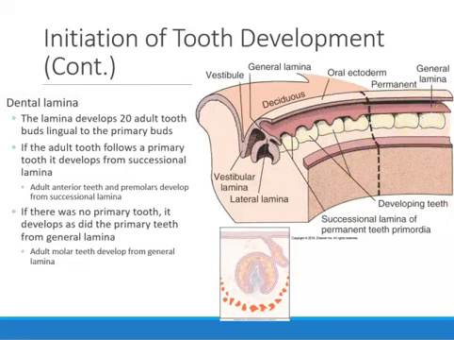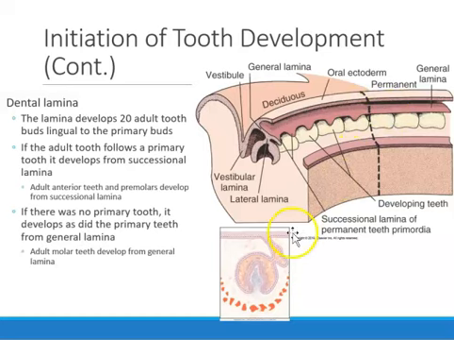The molars, which come out way later, come out from the general lamina. So this is the dental lamina, and the general lamina is where the molars come out, much later, because the fetus doesn't have that much space to make the molars. Just know they come out from the general lamina. The dental lamina makes the primary teeth buds.